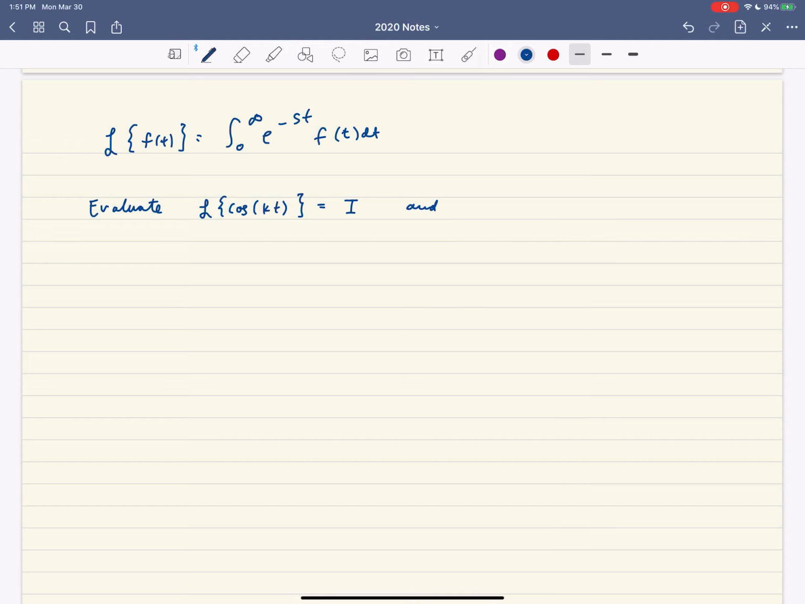And we'll find the Laplace transform of sine of kt. Once we know one, we'll know the other. We'll see how this works. I'm going to call this j, just for convenience.